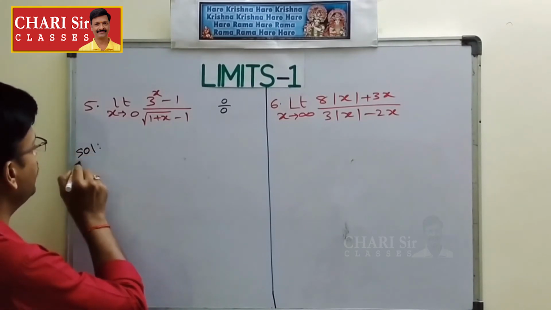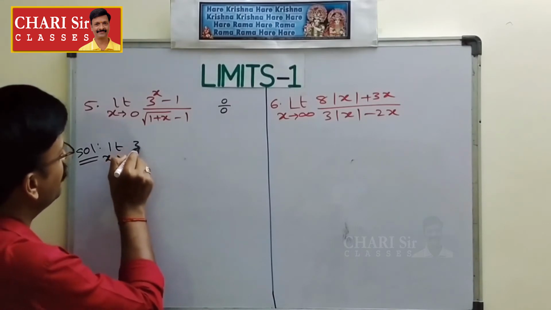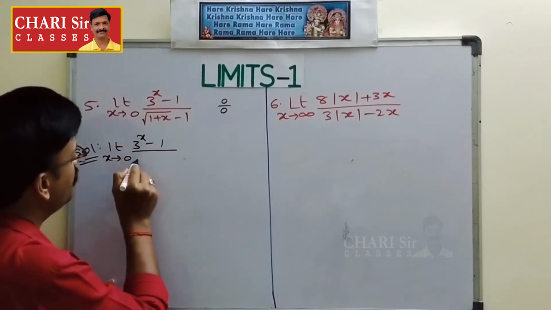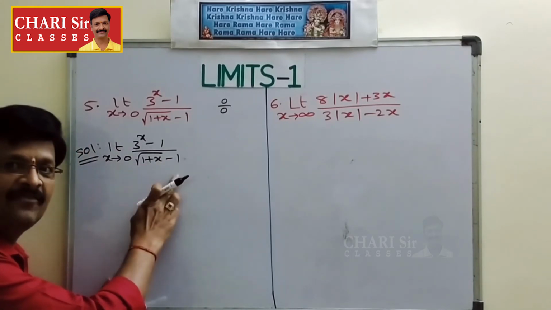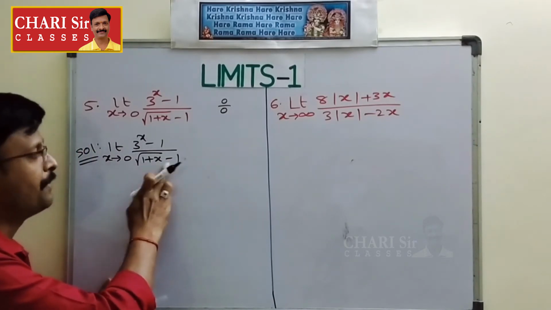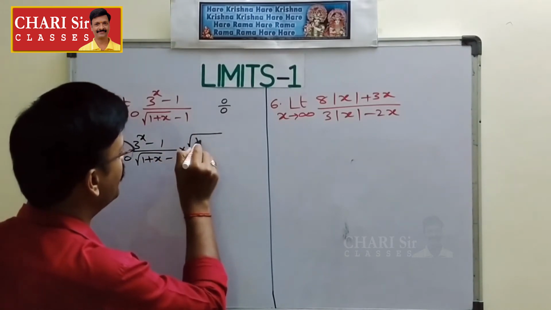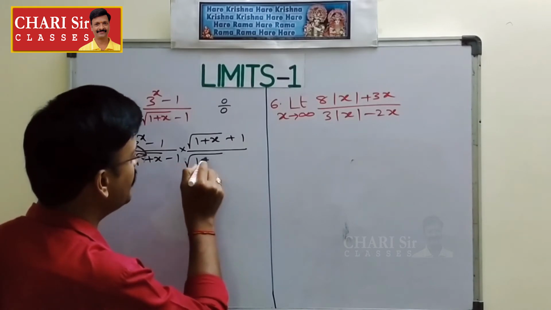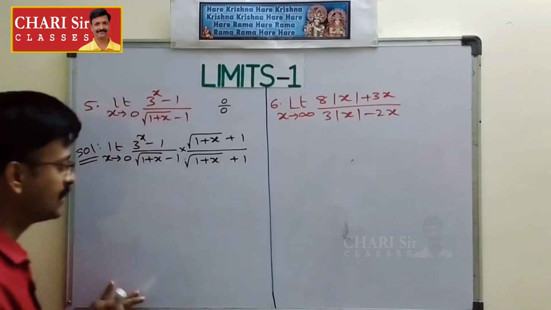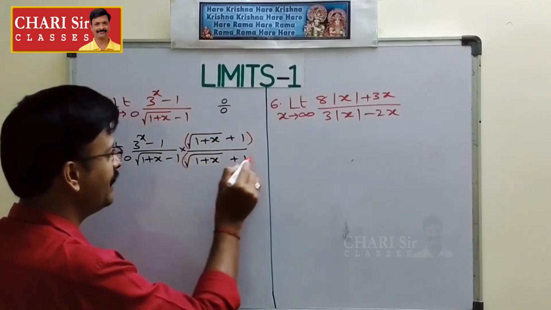Solution, we can write it as limit x tends to 0, 3 to the power of x minus 1 by root of 1 plus x minus 1. It's a rationalizing factor. For root of 1 plus x minus 1, the rationalizing factor is root of 1 plus x plus 1 by root of 1 plus x plus 1. So with this we multiply and divide. This is the rationalizing factor of the denominator.